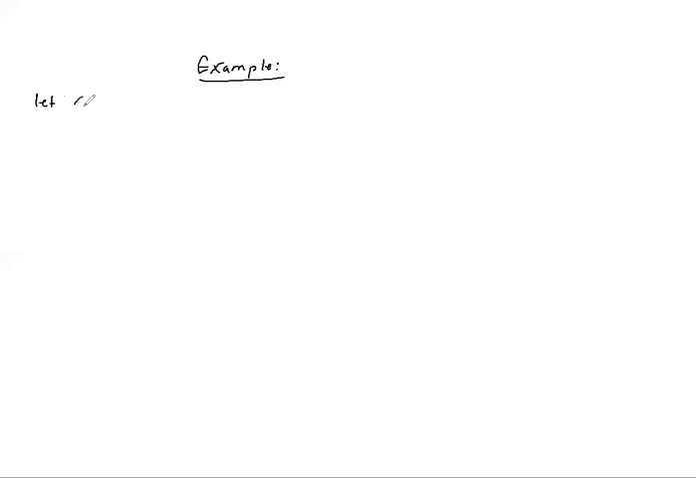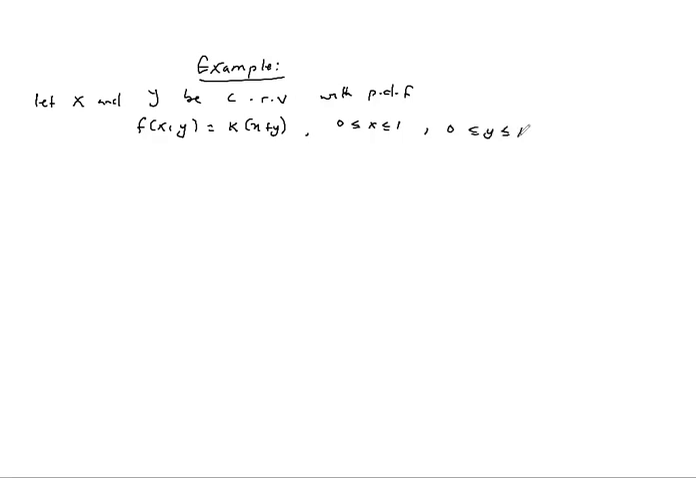So let x and y be continuous random variables with PDF f of x,y is equal to k(x plus y) for 0 less or equal to x less or equal to 1, and for 0 less or equal to y less or equal to 1. Then find, the first one, find k.